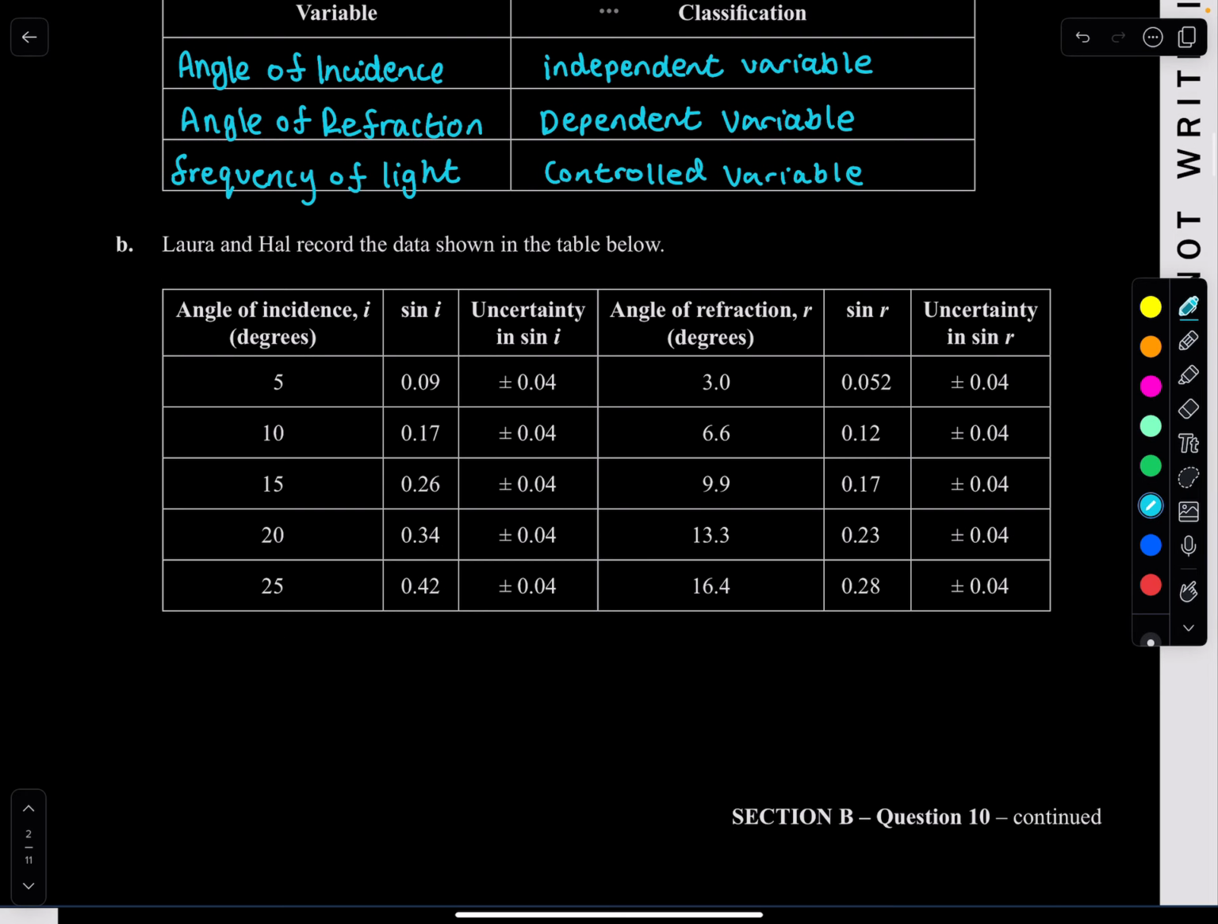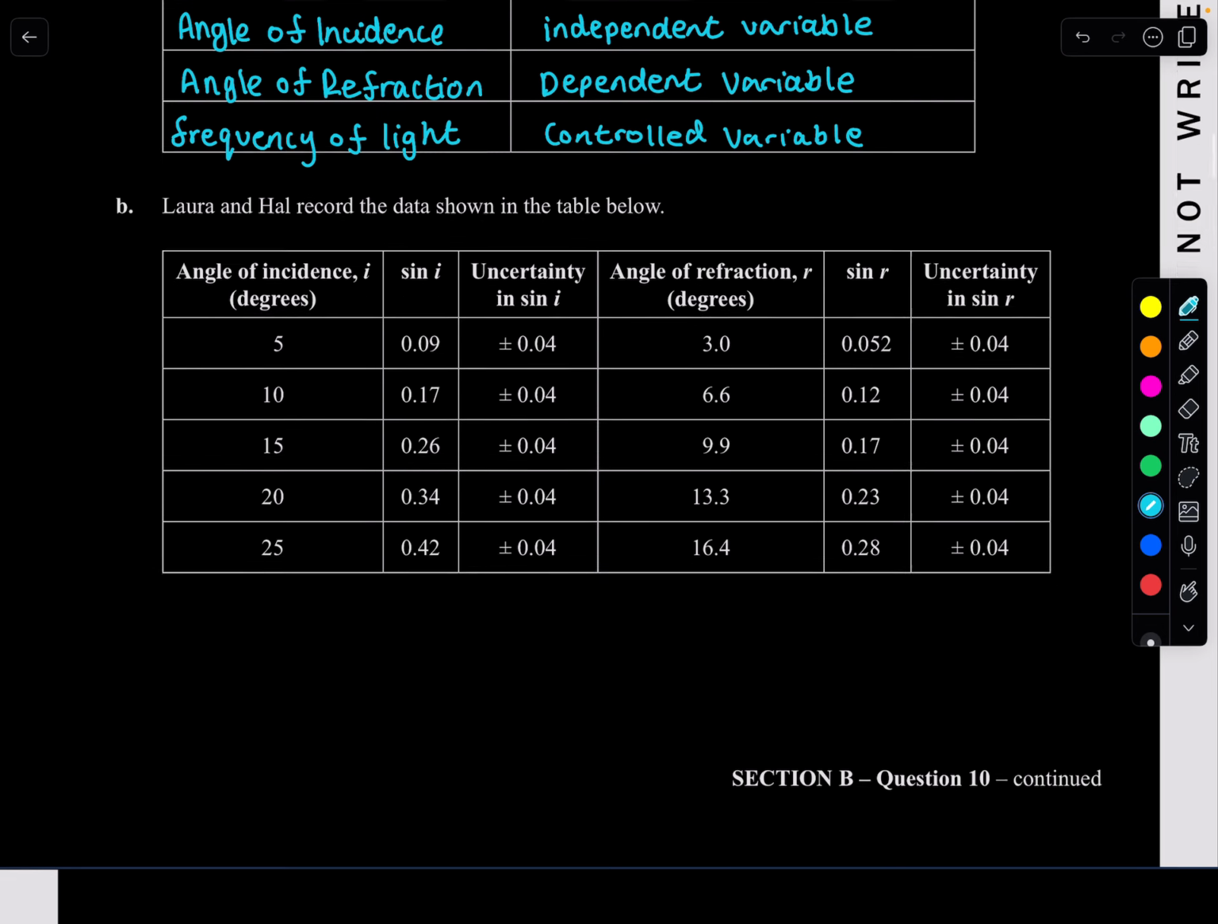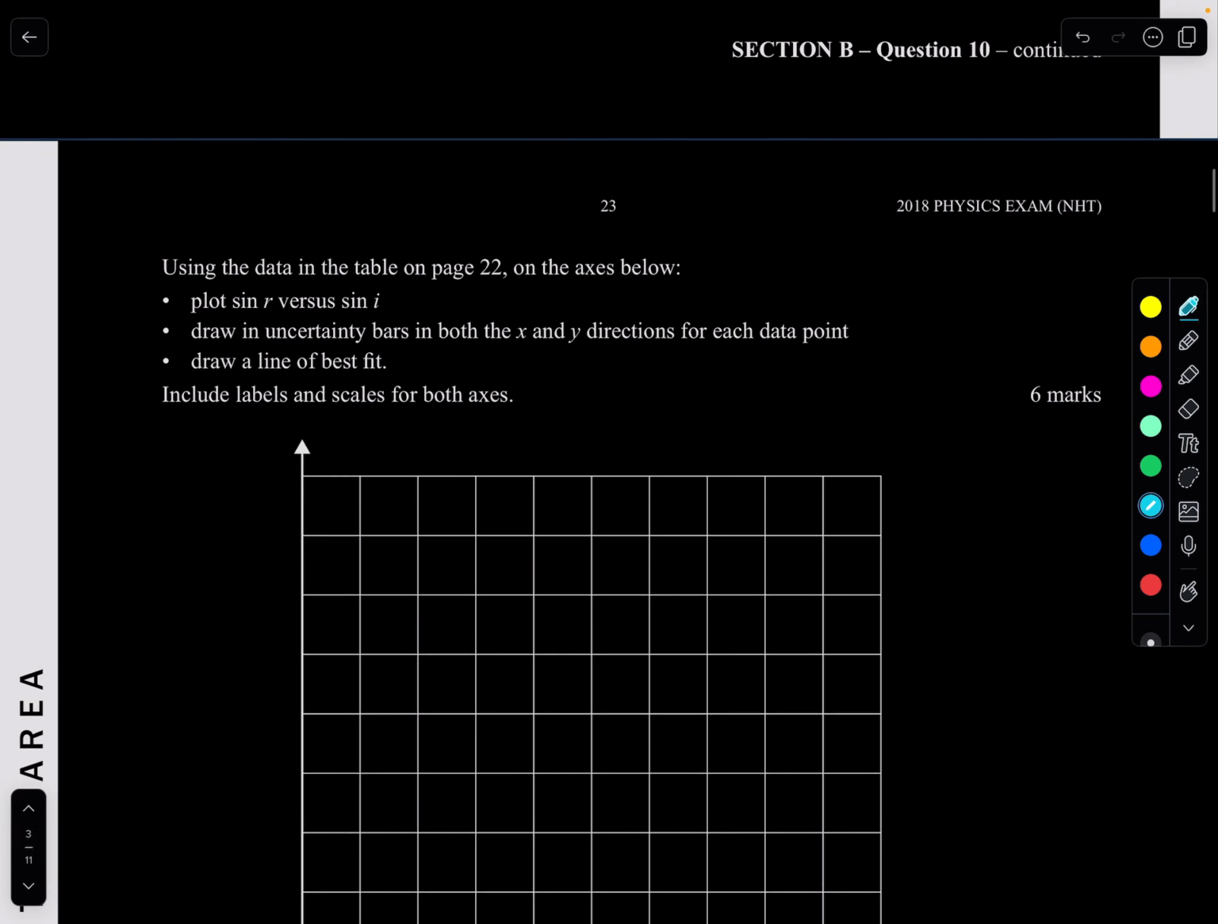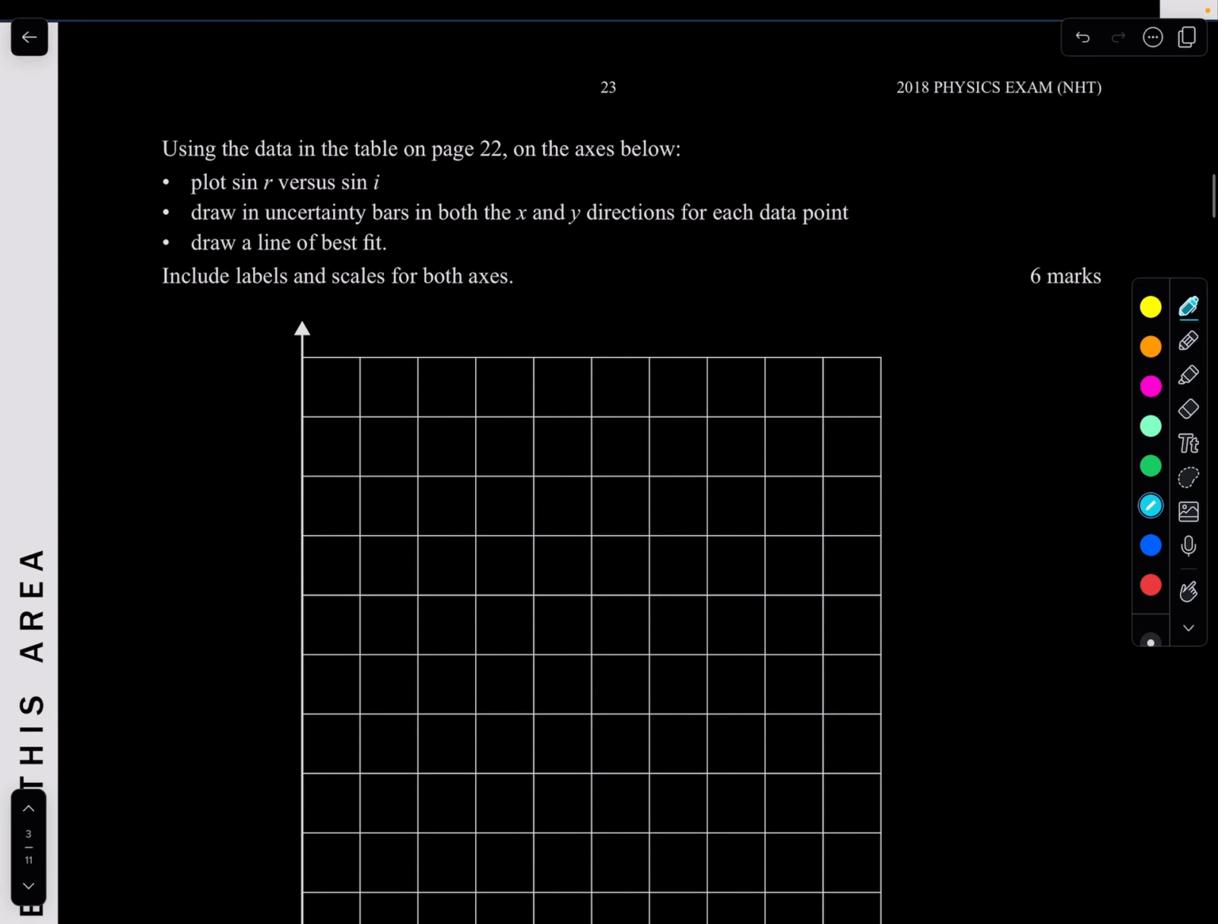Beautiful. So Laura and Hal record the data shown in the table below. We have the angle of incidence, the sine of the angles, and the uncertainty in the sine of the angles. We also have the angle of refraction that's measured, the sine of the angles of refraction, and the uncertainties.